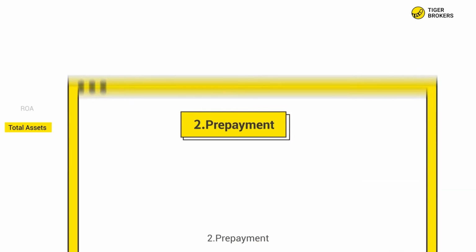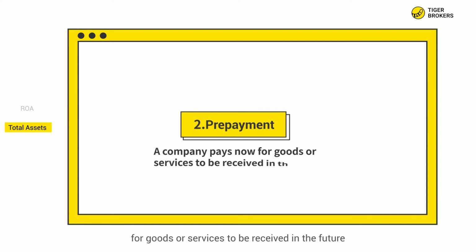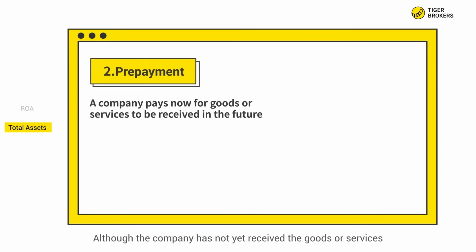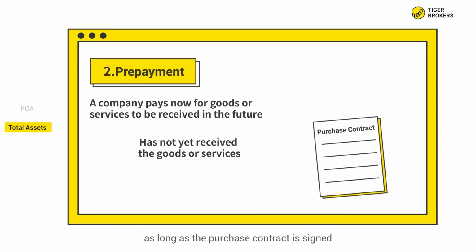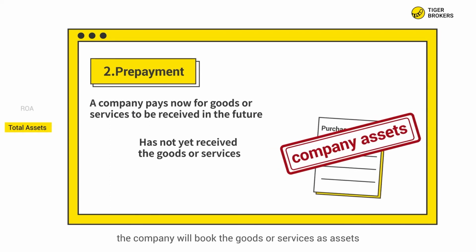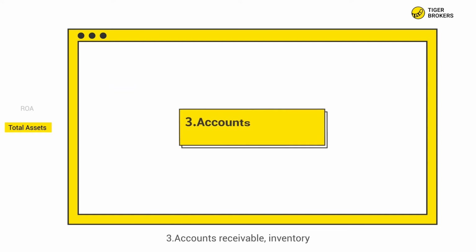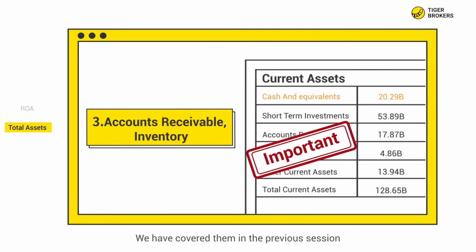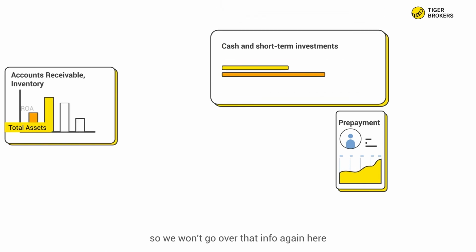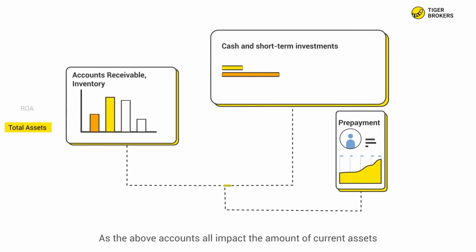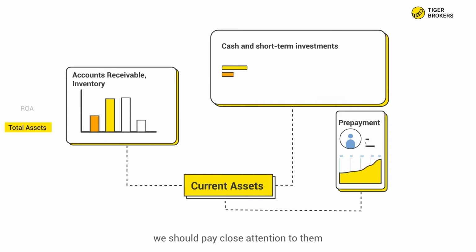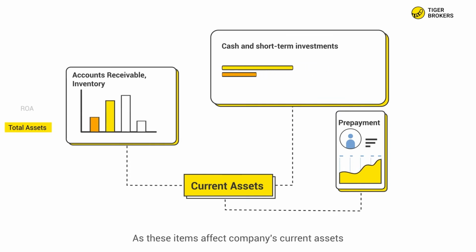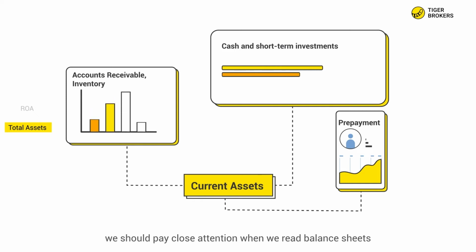2. Prepayment. Prepayment means that a company pays now for goods or services to be received in the future. Although the company has not yet received the goods or services, as long as the purchase contract is signed, the company will book the goods or services as assets. 3. Accounts receivable, inventory. Accounts receivable and inventory are important accounts under current assets. We have covered them in the previous session, so we won't go over that info again here. As these items affect companies' current assets, we should pay close attention when we read balance sheet.